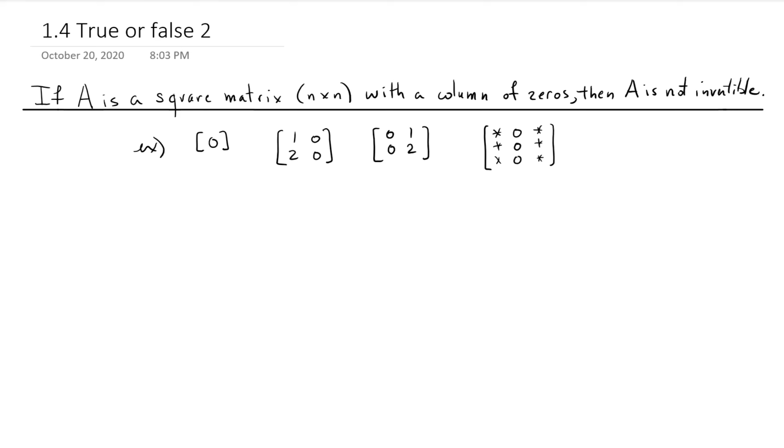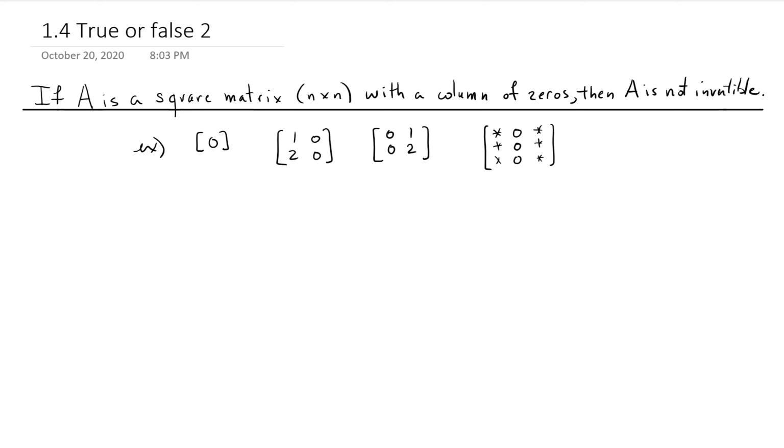Consider the following statement. If A is a square matrix with a column of zeros, then A is not invertible. And we want to figure out if this is true or not. Now, a square matrix is a matrix that is n by n, so it has as many rows as it has columns. So just so that we can understand what we're talking about here, here are examples of square matrices with a column of zeros.